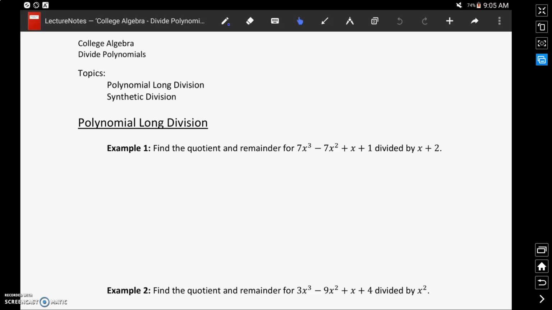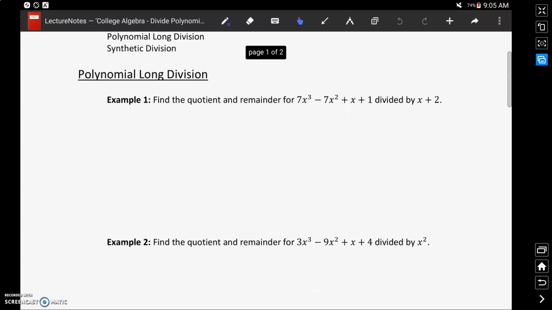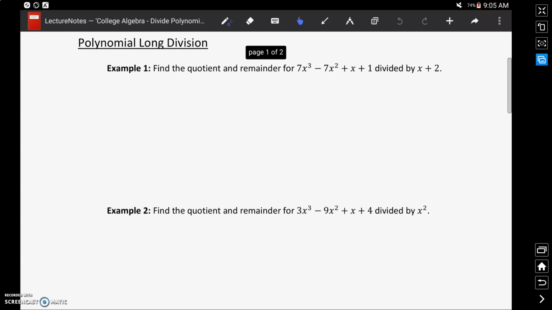Our goal in this section is to look at how to divide two polynomial functions. We'll take a look at example 1 rather slowly to outline this process, but then for example 2 and 3 we'll move a little bit more quickly. What we want to do is take our first given polynomial function and divide that, in this case, by x plus 2.